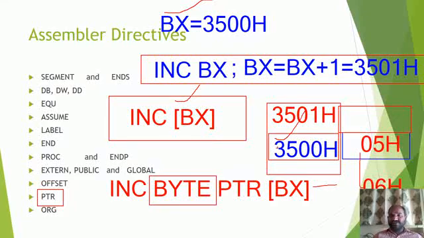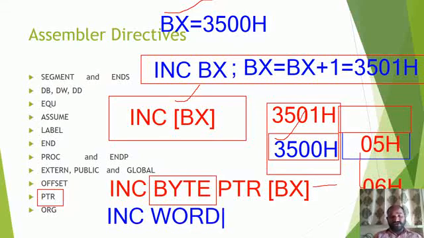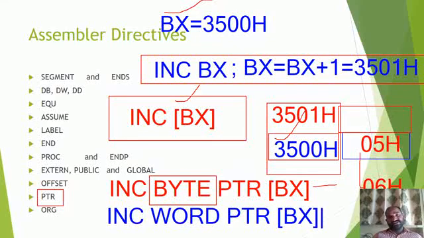Word representation means we require two memory locations, but we give only the starting address of the memory location to represent the 16-bit number. So for the word format I write the instruction INC. The same instruction is used, but instead of byte we use WORD PTR [BX].